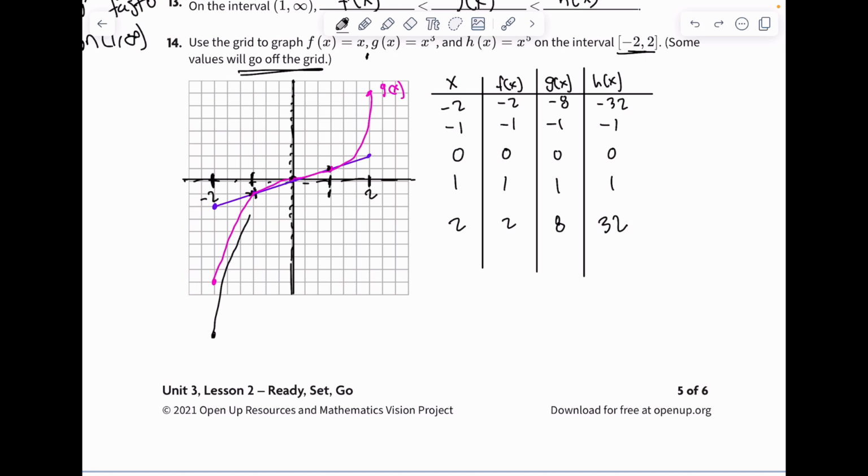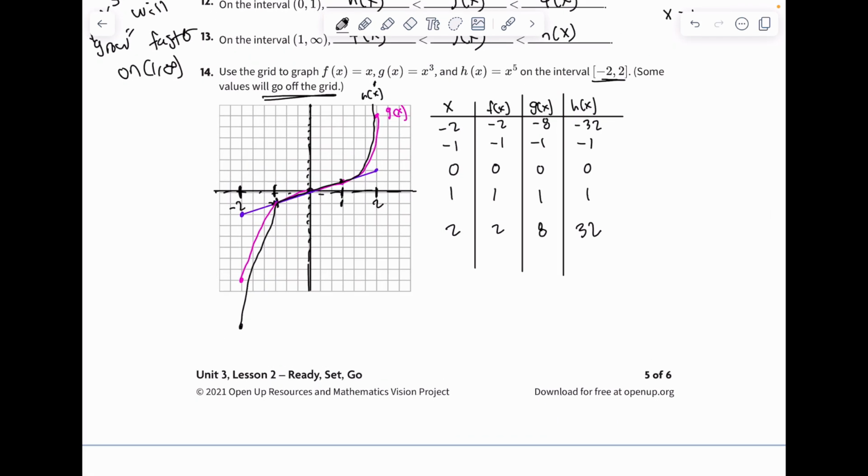Horrible. Here, here, here. And then a law faster. H of x. Okay, so pretend those graphs are perfect, even though I know they're not.